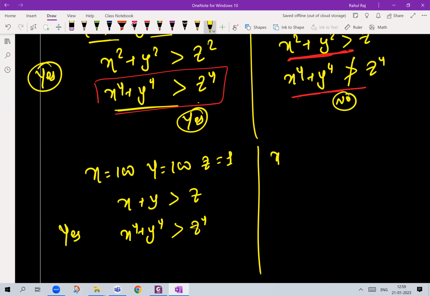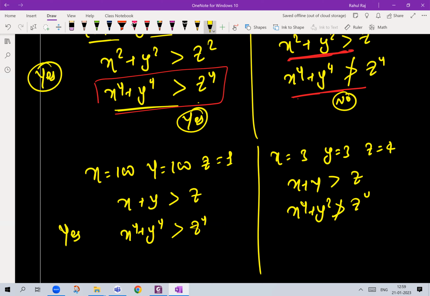Now for the second statement, again, let me take the same values. It will become much easier for us to combine. x is equal to 3, y is equal to 3, z is equal to 4. Can I actually say x plus y greater than z for this? My statement number 2 suffices with these numbers. 3 plus 3, 6 is greater than 4. But x4 plus y4 is not greater than z4. I have a no situation. So this is not sufficient.